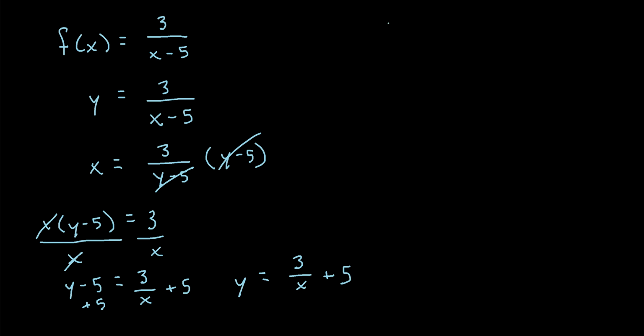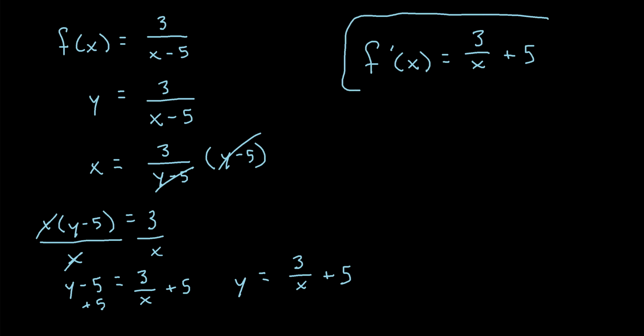And that's our final answer. So we'll write it in proper notation. We'll say the inverse of f of x is equal to 3 over x plus 5. That is our final answer.